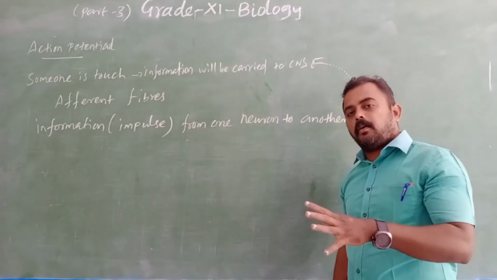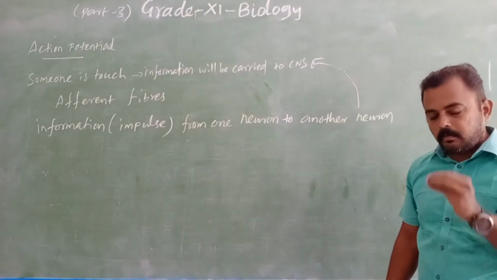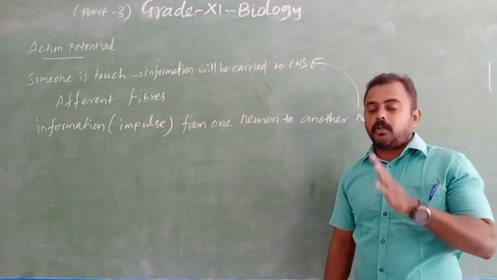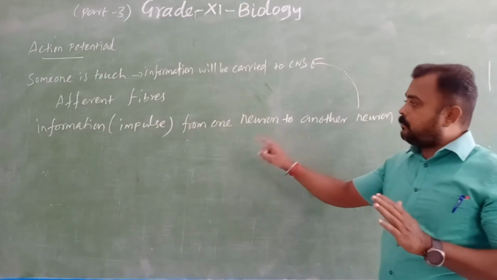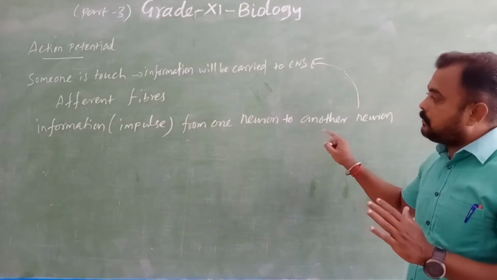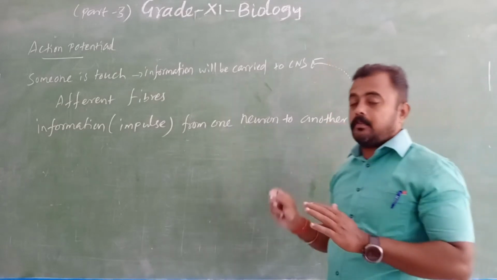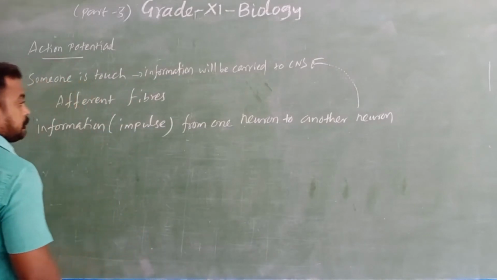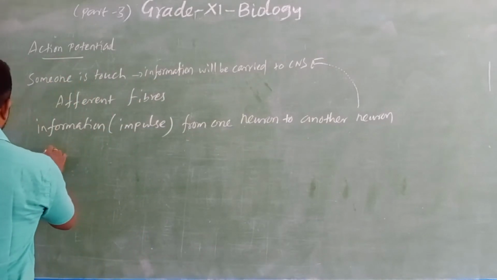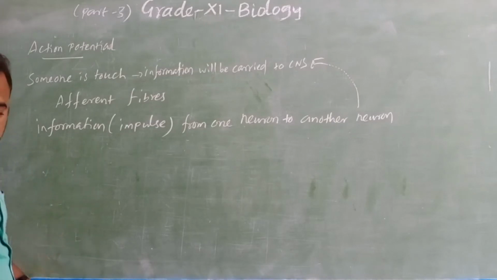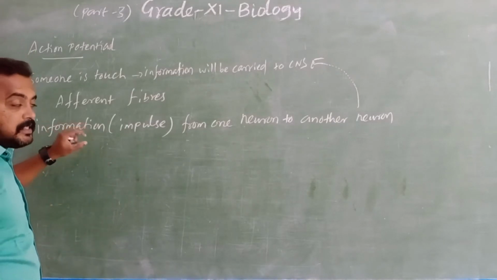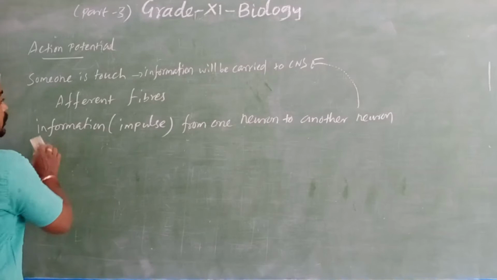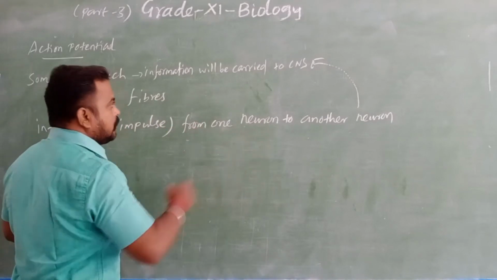The brain is also made up of what? Neurons. The spinal cord is also made up of what? Neurons. So the nervous system fully consists of neurons, which carry the message from one neuron to another neuron and send it to where? To the brain. The next one is the generation of action potential. We will see how that action potential is generated in a particular neuron, and then how it moves from one neuron to another neuron.